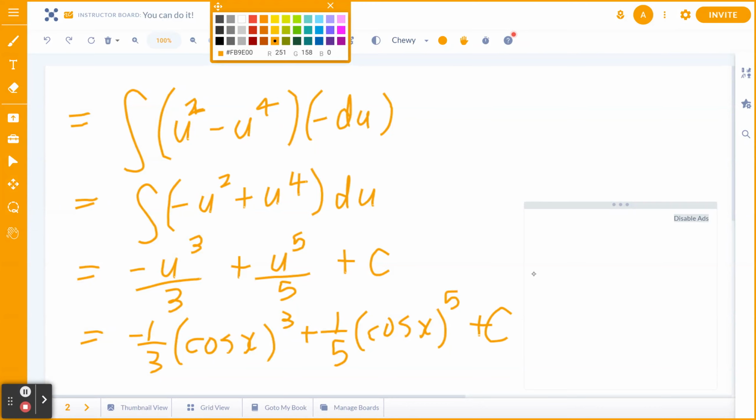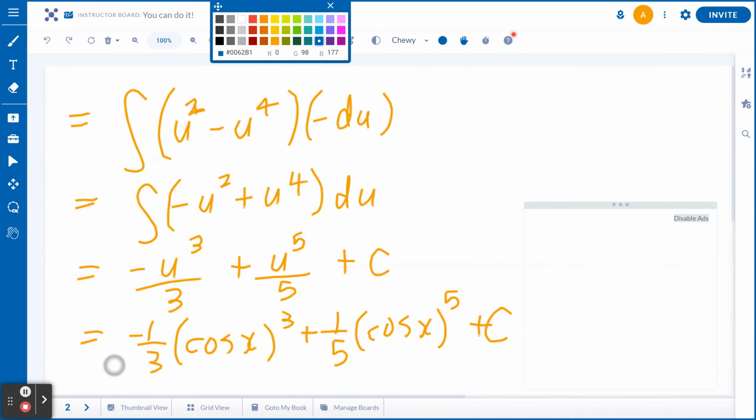Now, all you have to do, again, is spend 1 extra minute. If you find the derivative of the answer, you'll get exactly sine x cubed times cosine x squared back. I hope this makes sense.